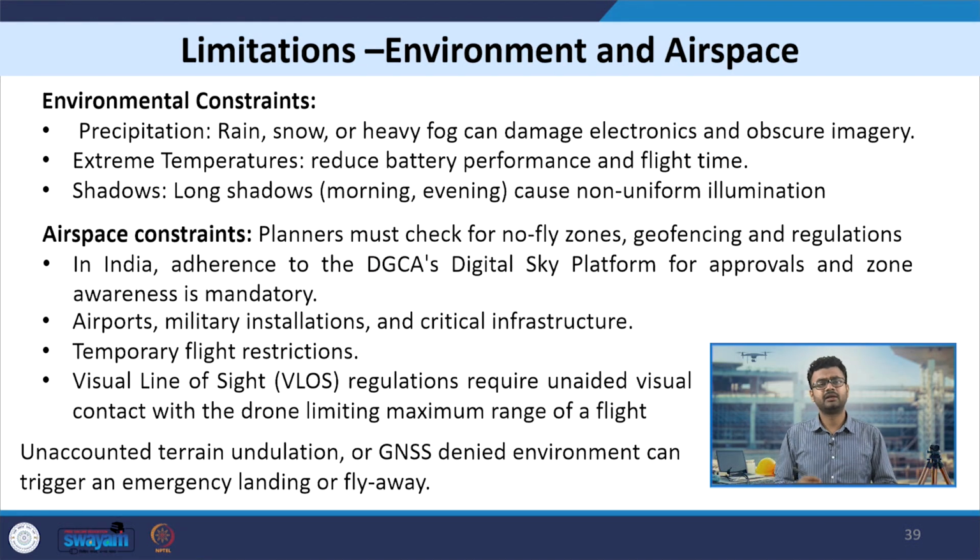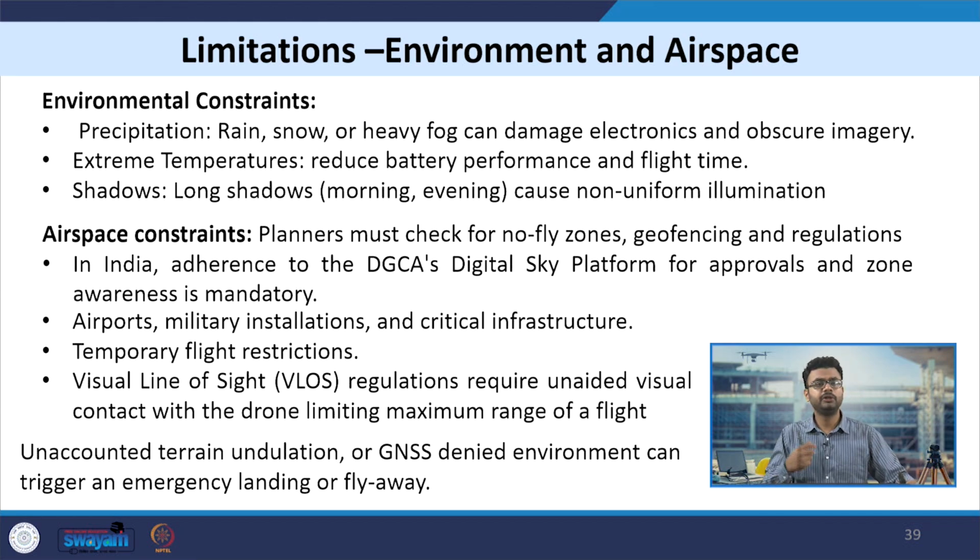In addition to this, there are some environmental and airspace constraints that we must keep into account. For example, there can be heavy precipitation in the form of rain, snow or fog, which can damage electronics or obscure the imagery. Lately, even air pollution is becoming a problem during drone survey. There can also be extreme temperature, which reduces the battery performance and flight time. And we also always strive to avoid shadows. For example, long shadows which occur during morning and evening cause non-uniform illumination.